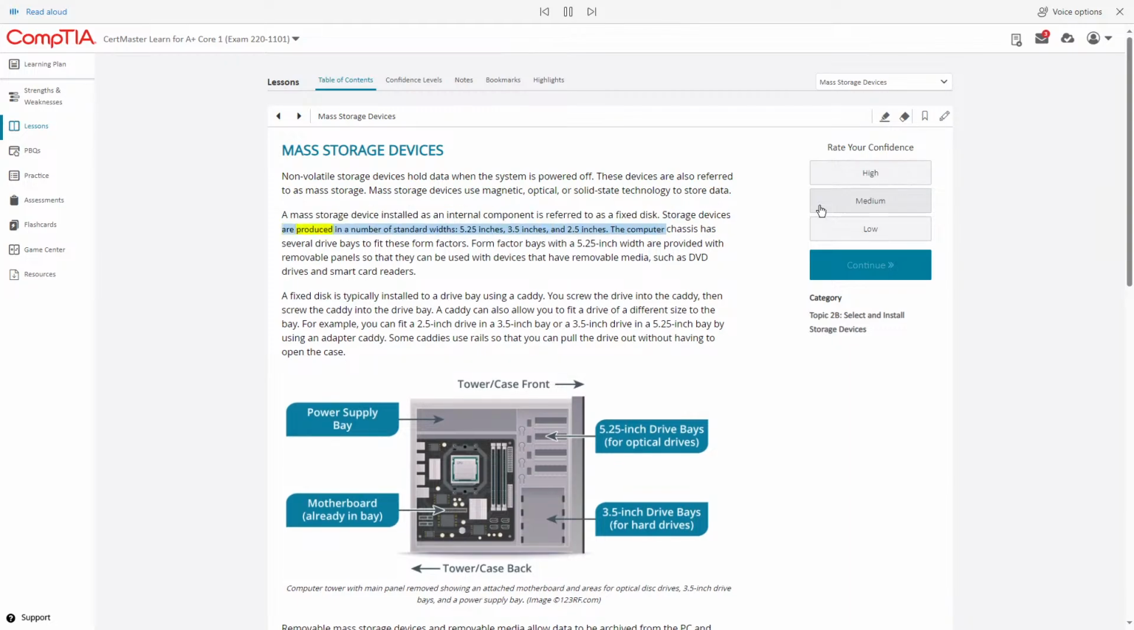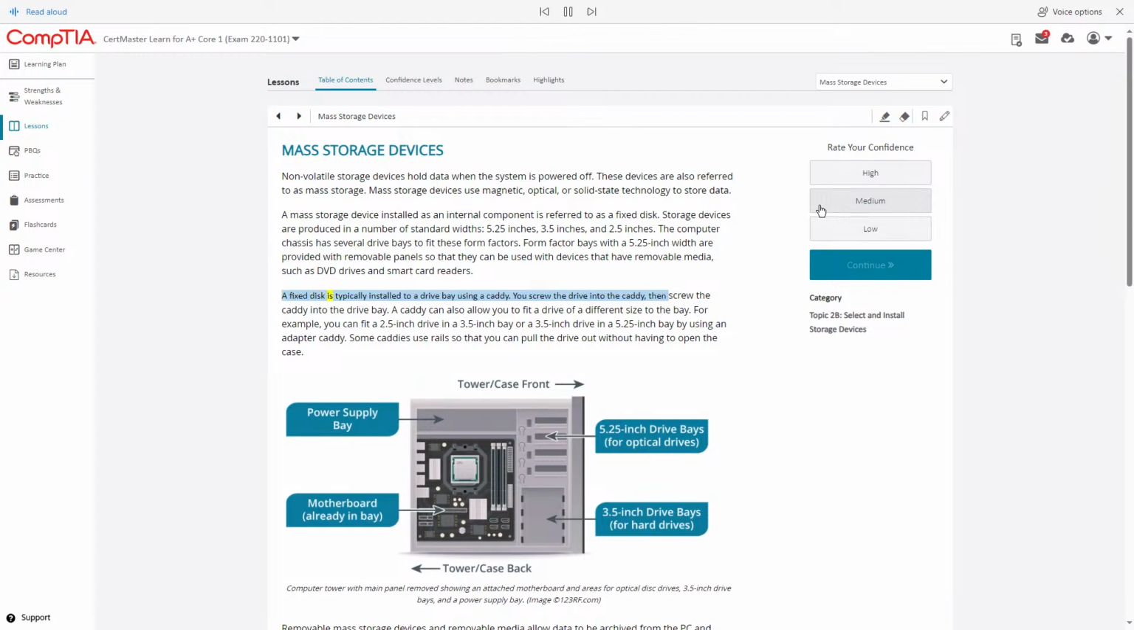Storage devices are produced in a number of standard widths: 5.25 inches, 3.5 inches, and 2.5 inches. The computer chassis has several drive bays to fit these form factors. Form factor bays with a 5.25-inch width are provided with removable panels so that they can be used with devices that have removable media, such as DVD drives and smart card readers.